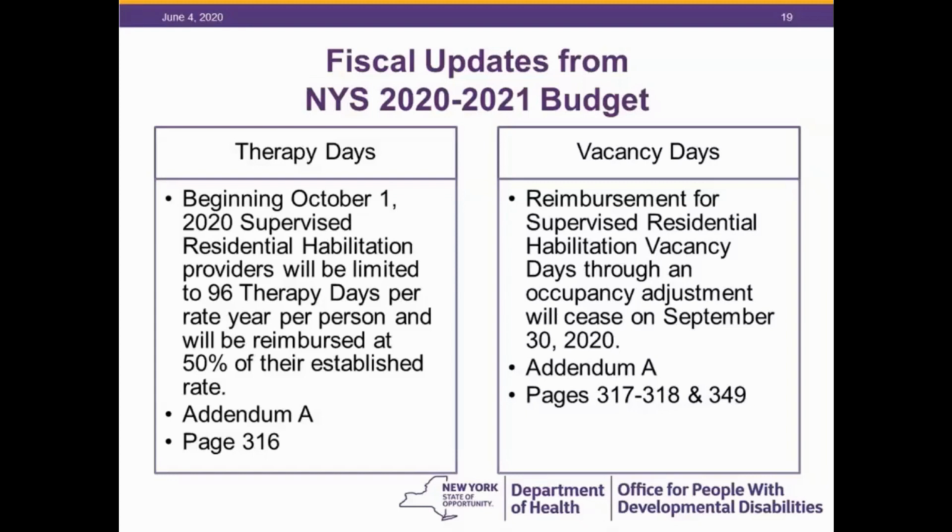The next adjustment is for vacancy days. Reimbursement for supervised residential habilitation vacancy through an occupancy adjustment will cease on September 30th, 2020. These vacancy days represent true vacancy days. When an individual moves from one house to another, there is a time when the place the individual moved from has a vacancy, and you can find that language in Addendum A, pages 317, 318, and 349.